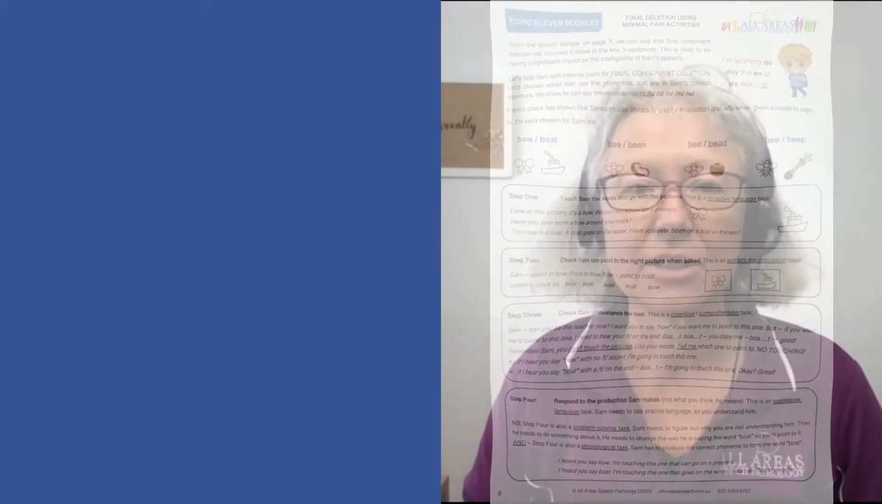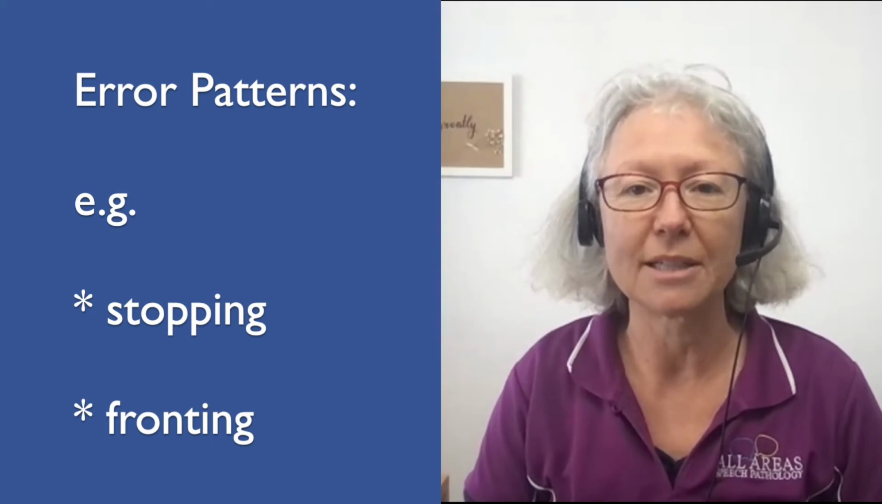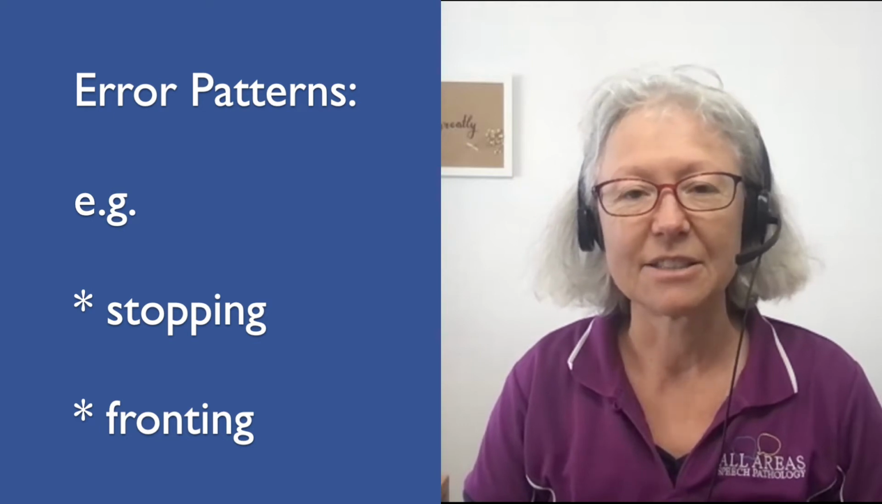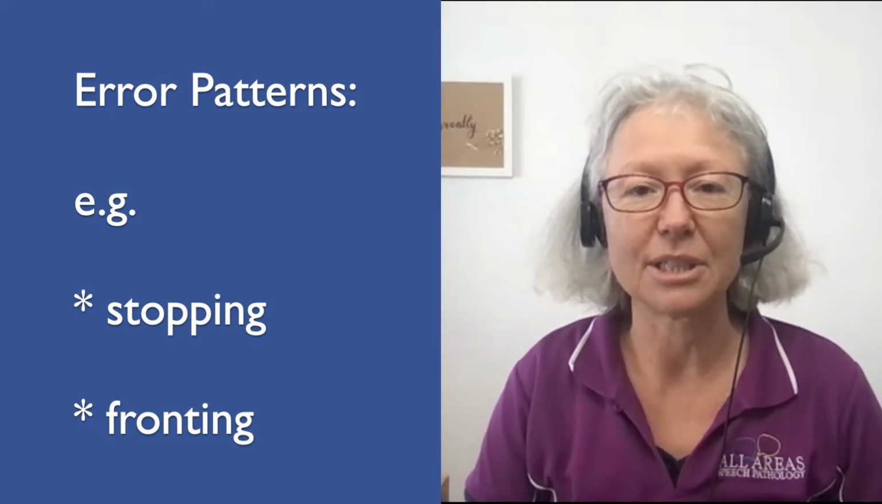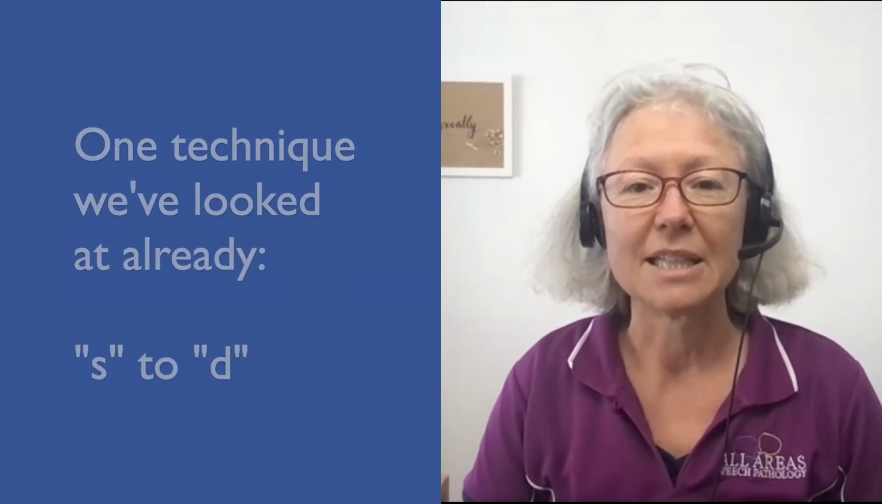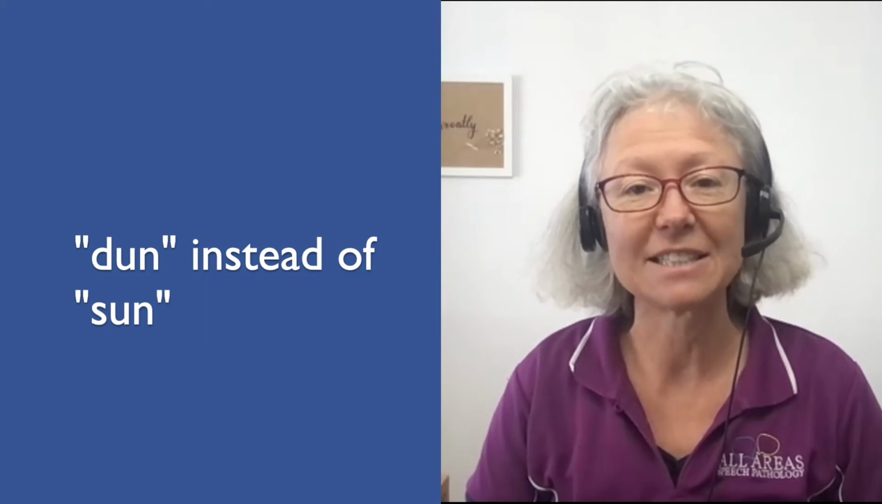To look at what we can call all of these speech errors that we've been talking about when we've said stopping and fronting, we're actually going to just check that we realize what those names mean. And then there's one technique which we've looked at a little bit already. Remember when we did the S to D, where we were saying done instead of sun?